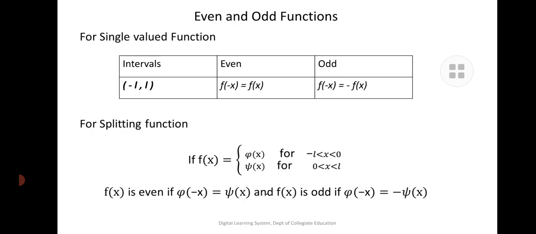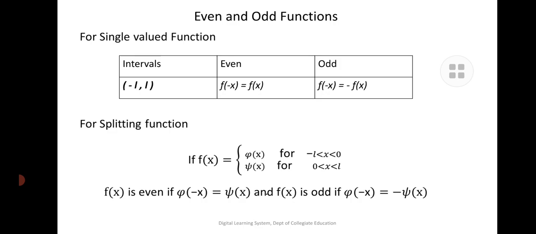In the same way, for the single valued function on the interval minus L to L, the even function is f of minus x is equal to f of x, and the odd function is f of minus x is equal to minus f of x. Here the interval is going to be split, that is, into minus L to 0 and 0 to L.